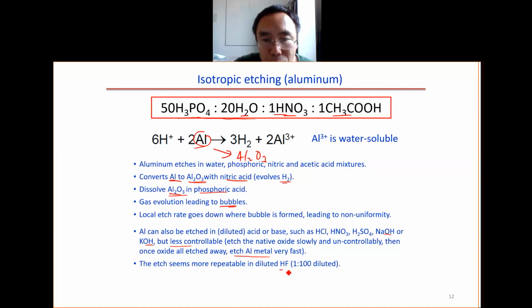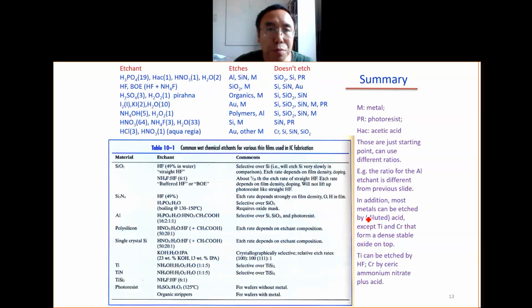The better option is diluted HF, say 100 to 1 diluted, which also etches away the aluminum, and this is normally what we use. We can also use TMAH, the tetramethyl ammonium hydroxide. But this is the developer for photolithography.